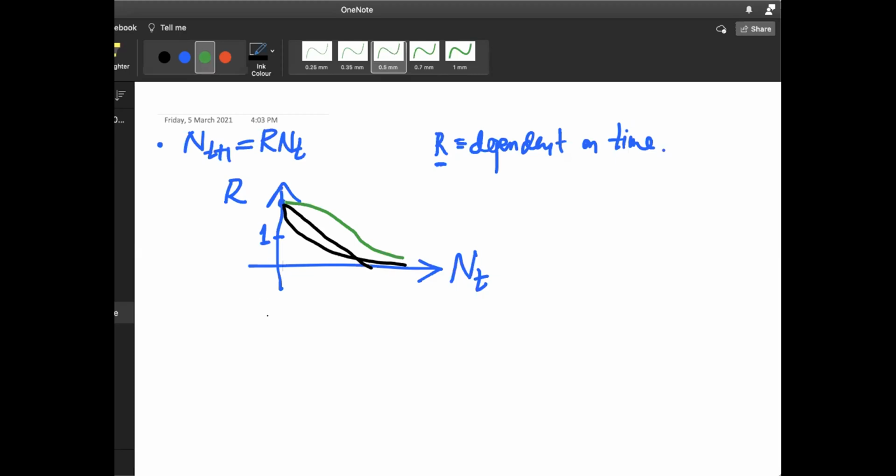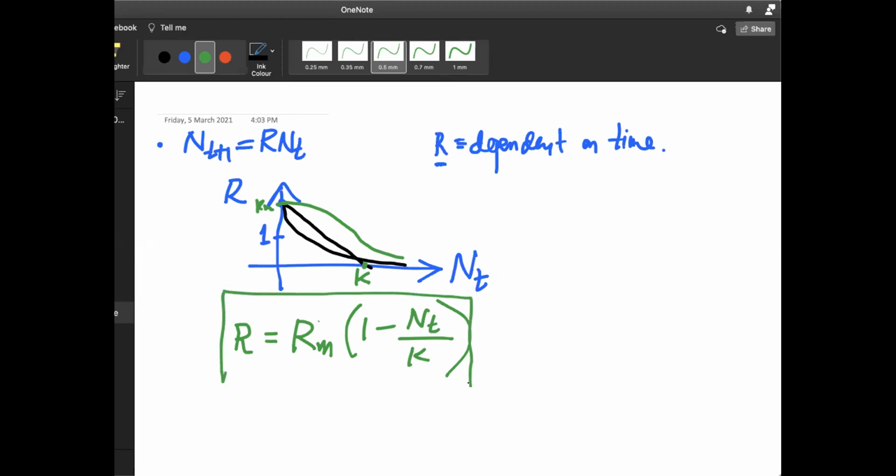So let's now stick to the simplest form, which is R as a linear form. If you choose R to be a linear form, let me use a different notation here. I've already used R0, right? This was really bad. RM is the maximum value it can take. So let's say we call the value of population at which the growth rate becomes 0 K. Then R will look like this expression.